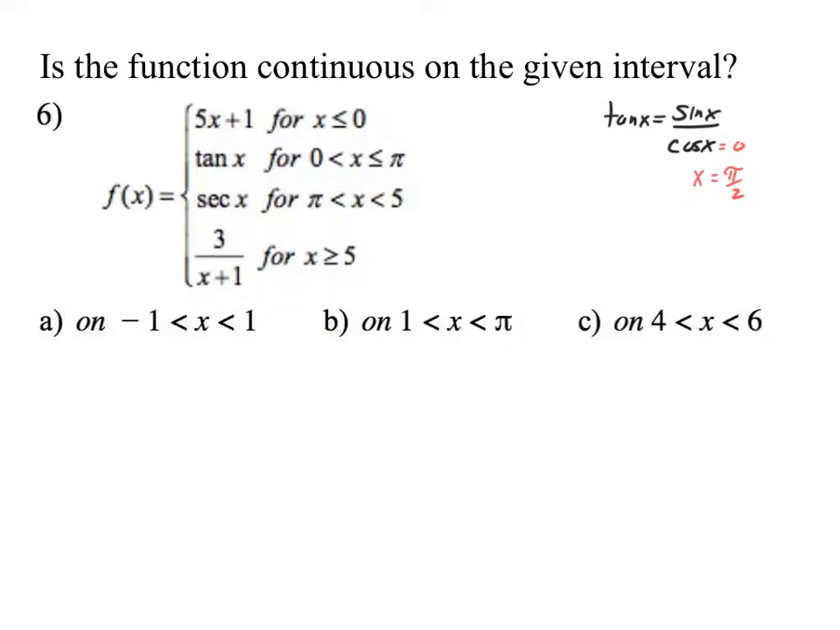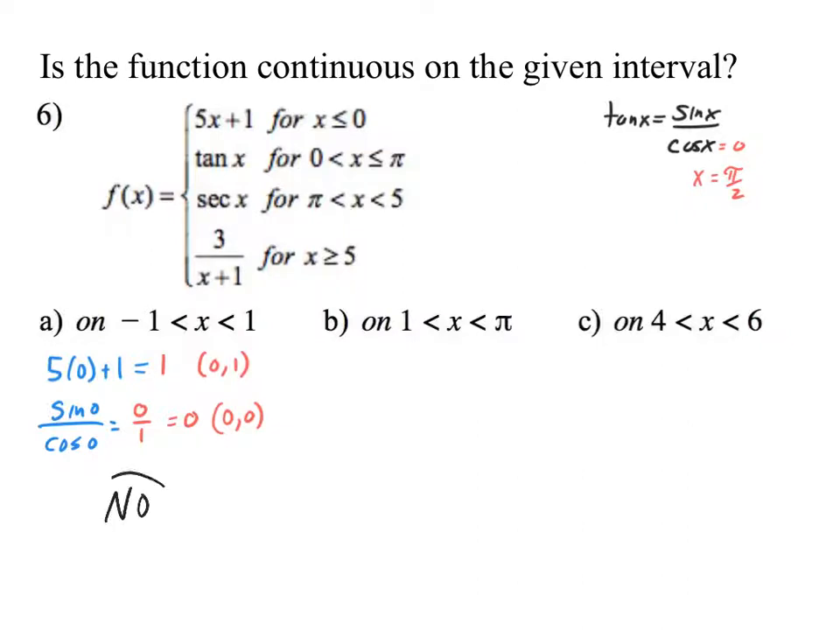What we have to do is find the first function at 0, and find the second function, which I'm going to call sine 0 over cosine 0, because we know that tangent is sine over cosine. The first one here is 1, so that coordinate is (0, 1). And then this one is going to be 0 over 1, which is 0. So this would be (0, 0). Since these values are not the same, these two graphs are not going to connect. And so this would be a no. It is not continuous on this interval because the two edges of these at 0 do not connect.